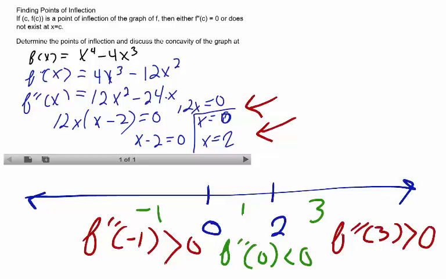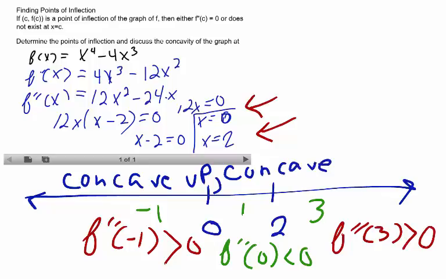So for our first test point, f''(-1), that's concave up. f''(1) gives us a result that's concave down. And our last piece, f''(3), is concave up.